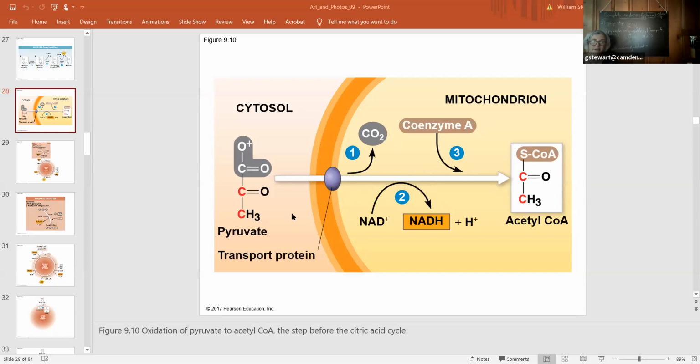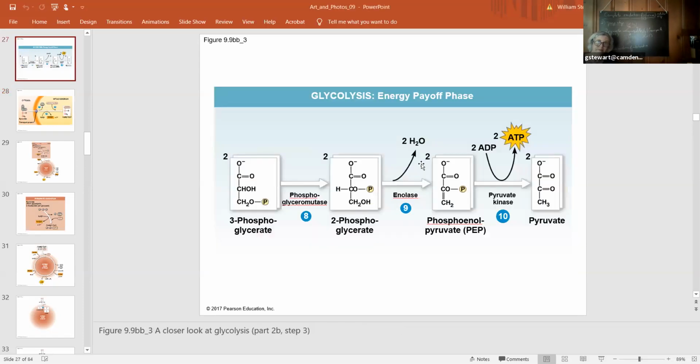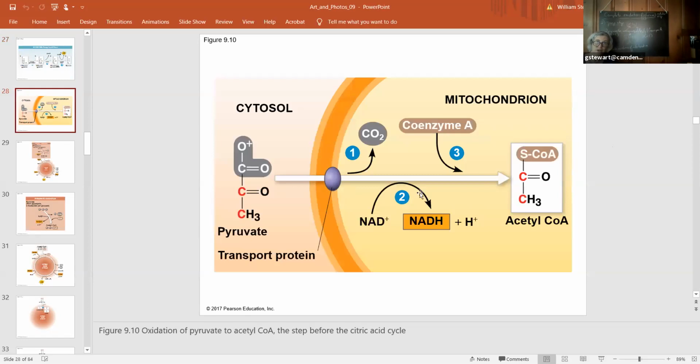Now, remember again, they're only showing you 1 pyruvate being processed here. We have 2 of them because at the end of glycolysis, we had 2 molecules of pyruvate. So we have to go through this reaction 2 times. 1, 2. Okay. Now you can see they're trying to show you here, this is the cytoplasm, cytosol, this is the mitochondria. They're trying to show you here that's happening in the outer membrane of the mitochondria.